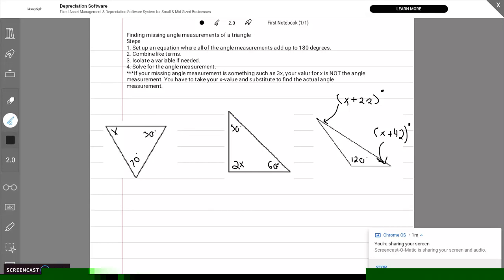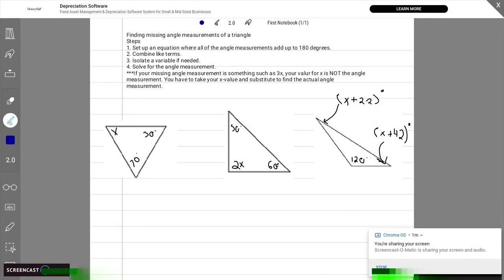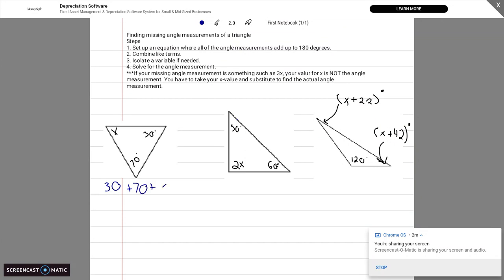So let's change colors here. I'm going to use dark blue. Here we go. So the first one, like I said, I'm going to take 30 degrees. And you don't have to write the degree symbols in your equations. I would definitely recommend putting it at the end though, because if you don't, it technically is incorrect and would represent a side length. So don't forget that degree value. Plus 70 plus x, and that's going to equal 180.